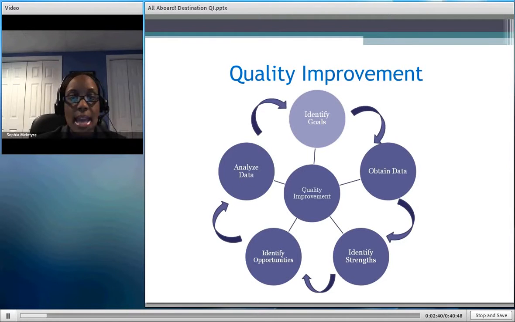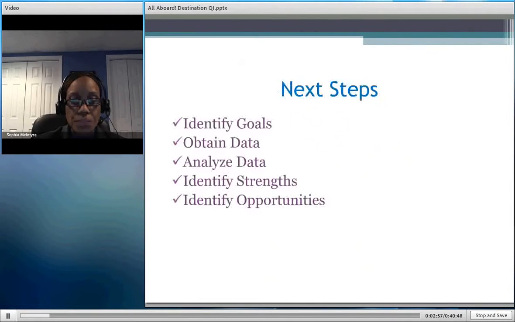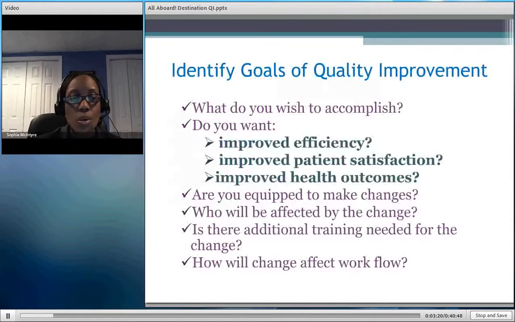And as you see, the arrows represent a really fluid system where you're going from identifying goals to obtaining your data, identifying your strengths, opportunities, analyzing your data, and then again going back to identifying your goals. And this is very important. So let's talk about the next steps. So identifying goals, obtaining the data, analyzing the data, and then identifying strengths and opportunities. And opportunities are really areas of weakness or areas of development. So these are specific areas that you really want to focus on and look at for improvement.